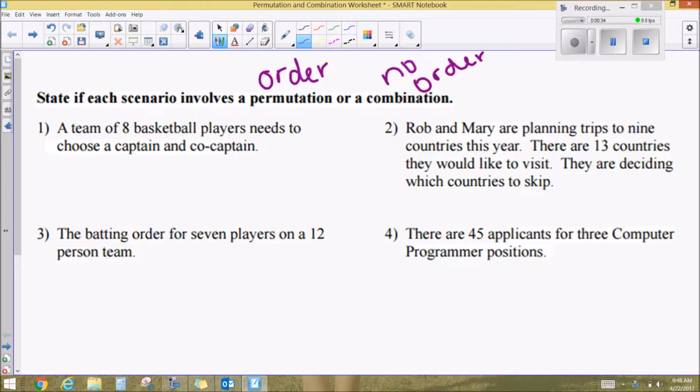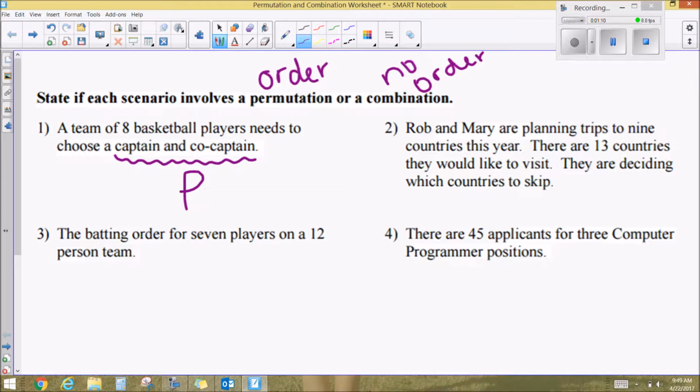So if we talk about a team of 8 basketball players, they need to choose a captain and a co-captain. Some key words or phrases that indicate order is going to matter, or that ranking is important, or that there are designations. It doesn't always have to be that A goes first and B goes second, but we're selecting for a specific role or category, like captain and co-captain. This would be a case where we're going to use a permutation instead.